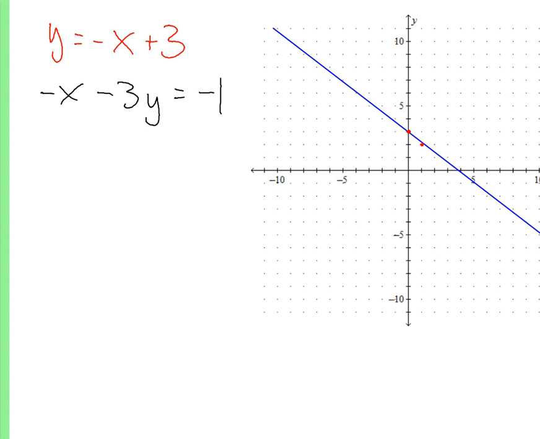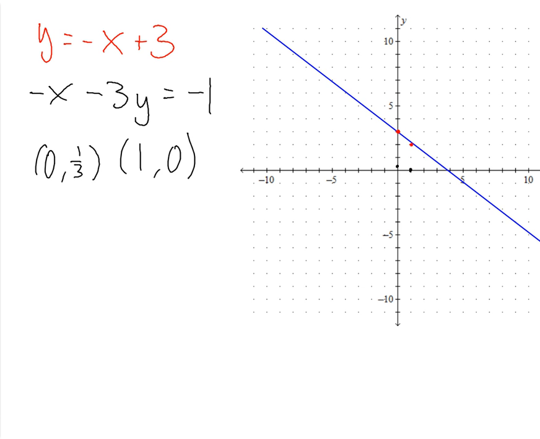How can I easily graph this one here? Plug in 0 for x to find the y intercept, and then plug in 0 for y to find the x. That should be pretty easy. Plug in 0 for x, you get negative 3y equals negative 1, so y is 1/3. Plug in 0 for y, we get negative x equals negative 1, so x is 1. So you've got (0, 1/3) and (1, 0). And then we'll graph it.